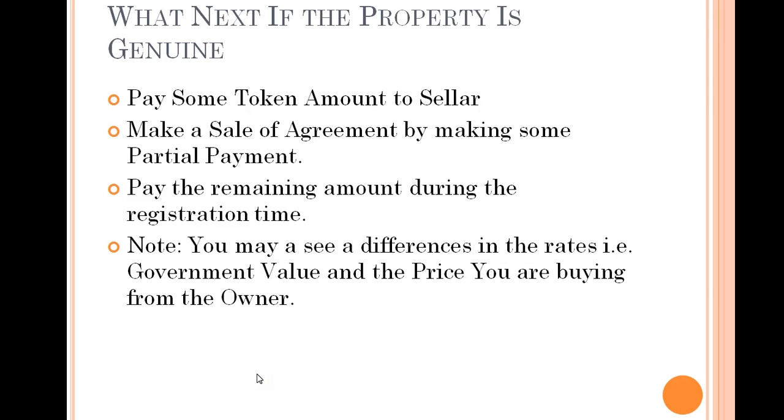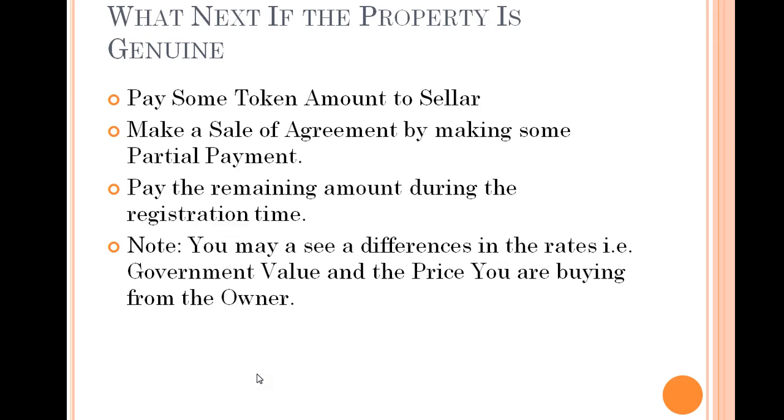With the seller, you may need to pay some token amount. We call it the token amount to block that particular plot or land. You make a sale agreement by making a partial payment, and you promise to pay the remaining amount during the registration time, or within 15 days, 30 days or 45 days. Mostly they say I will pay the remaining amount at registration time or within 45 days.